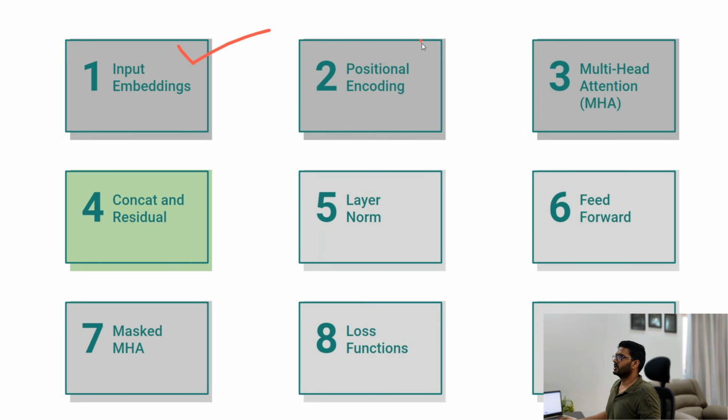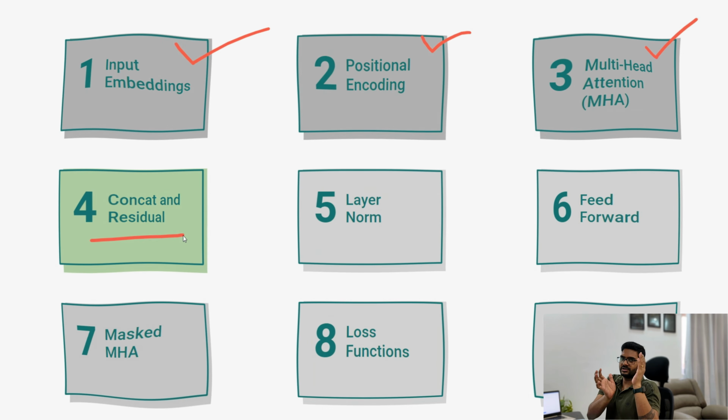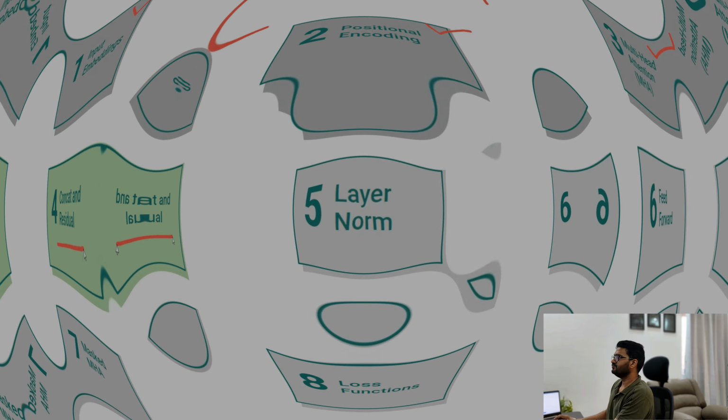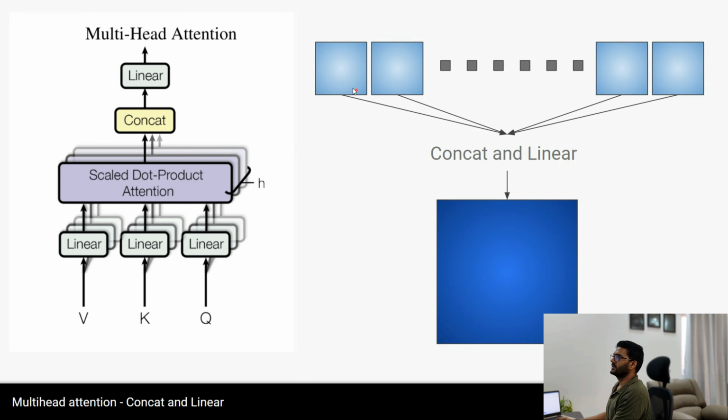So we have looked into the input embeddings, which will give us the meaning of the word. We got the positional encoding. This is not learnable. We just provide the position of each word. And we do multi-head attention. We take three copies of the same input, pass it through MHA, get an output, and now we will concatenate everything. We will merge everything together. So here it is. We get the scaled dot product, we concatenate it and send it through a linear layer.